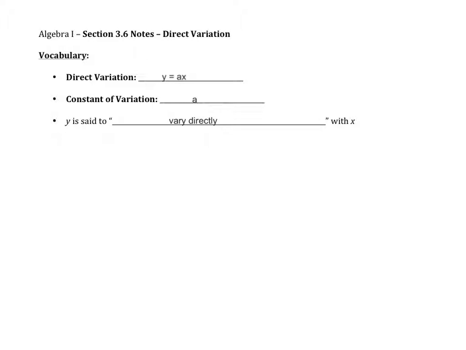The dependent variable, which is typically represented with the letter y, is said to vary directly with the independent variable, which is typically represented with x. But again, it doesn't have to be with y's and x's. You can use other variables that represent other quantities. An example of a direct variation equation would be y equals 6x. The 6 would be your constant of variation.